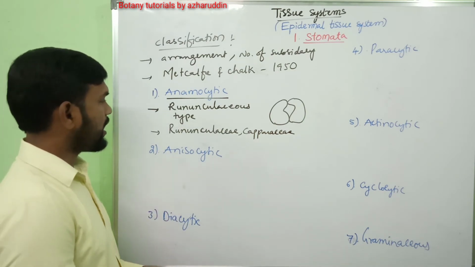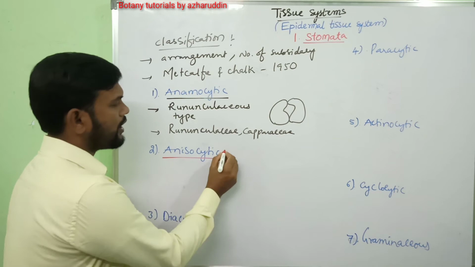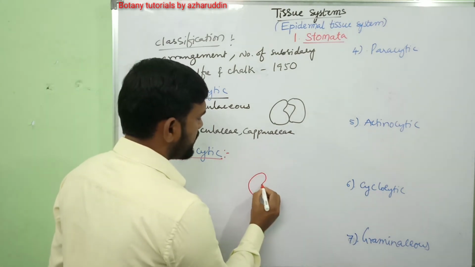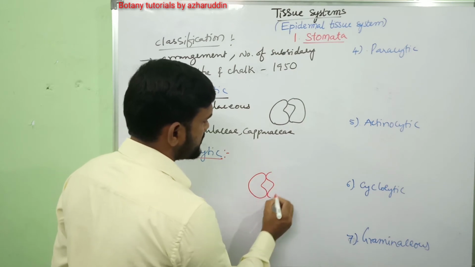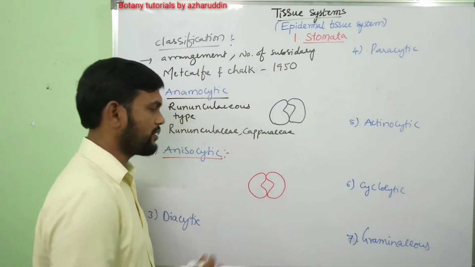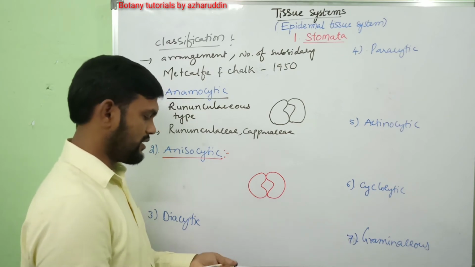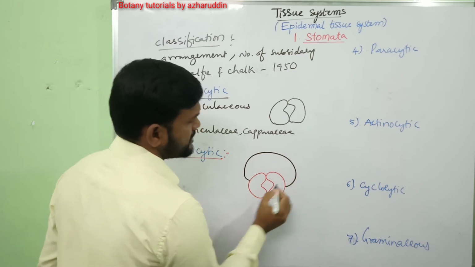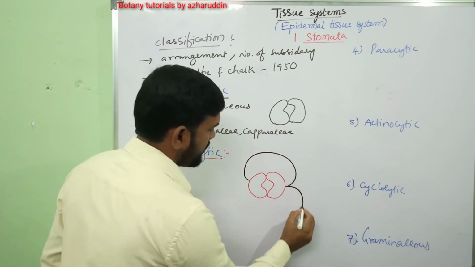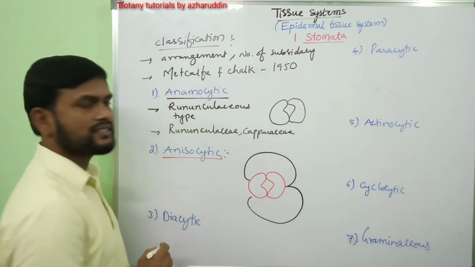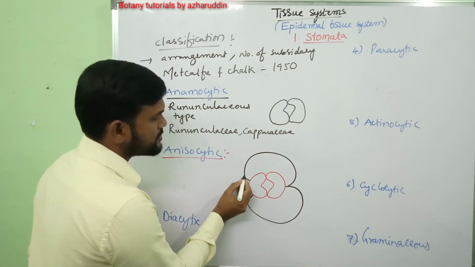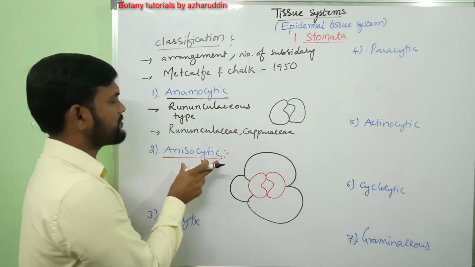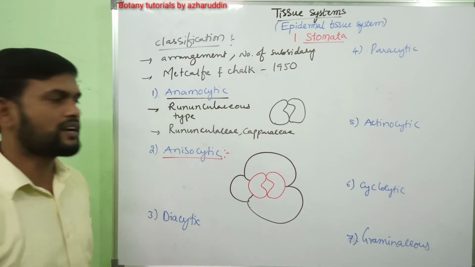Coming to anisocytic. In this, guard cells are surrounded by specialized subsidiary cells. They are 3 in number. These are guard cells, and these guard cells are surrounded by subsidiary cells. They are 3 in number, in which 2 are larger in size and 1 subsidiary cell is smaller in size. That's why this type of stomata is called anisocytic stomata.